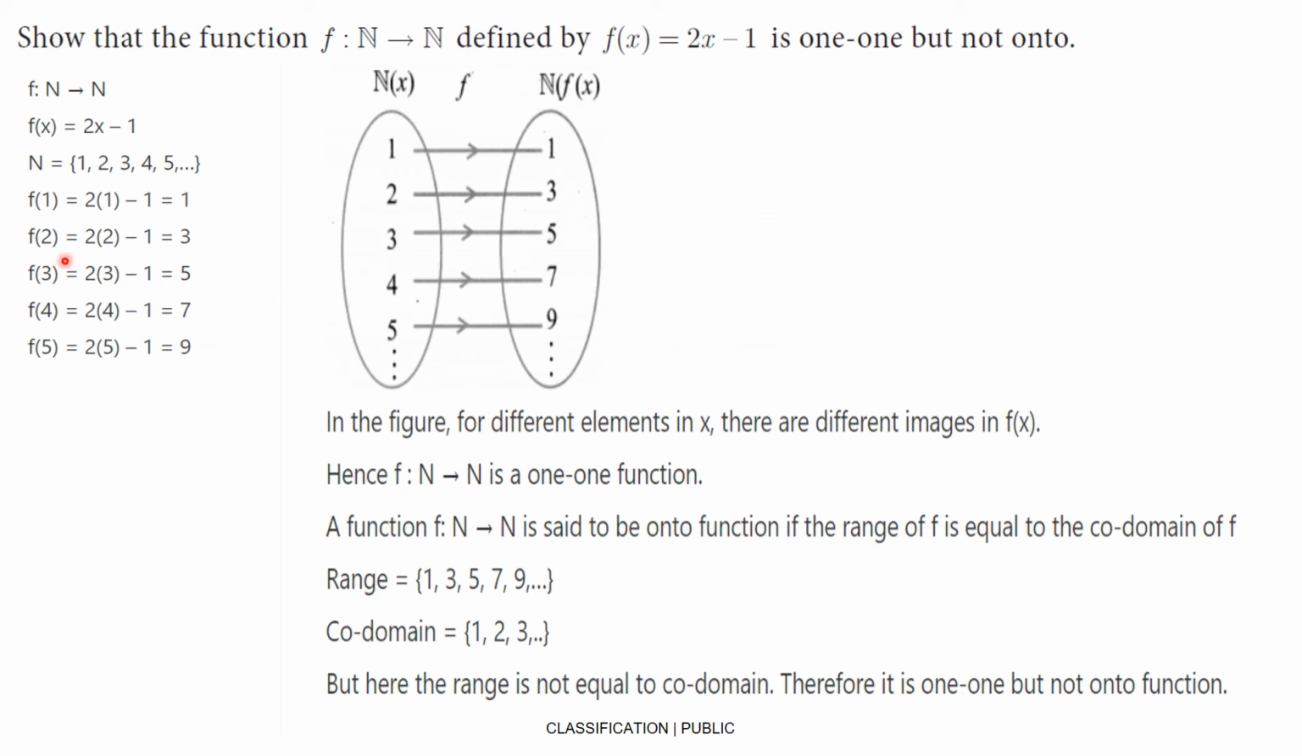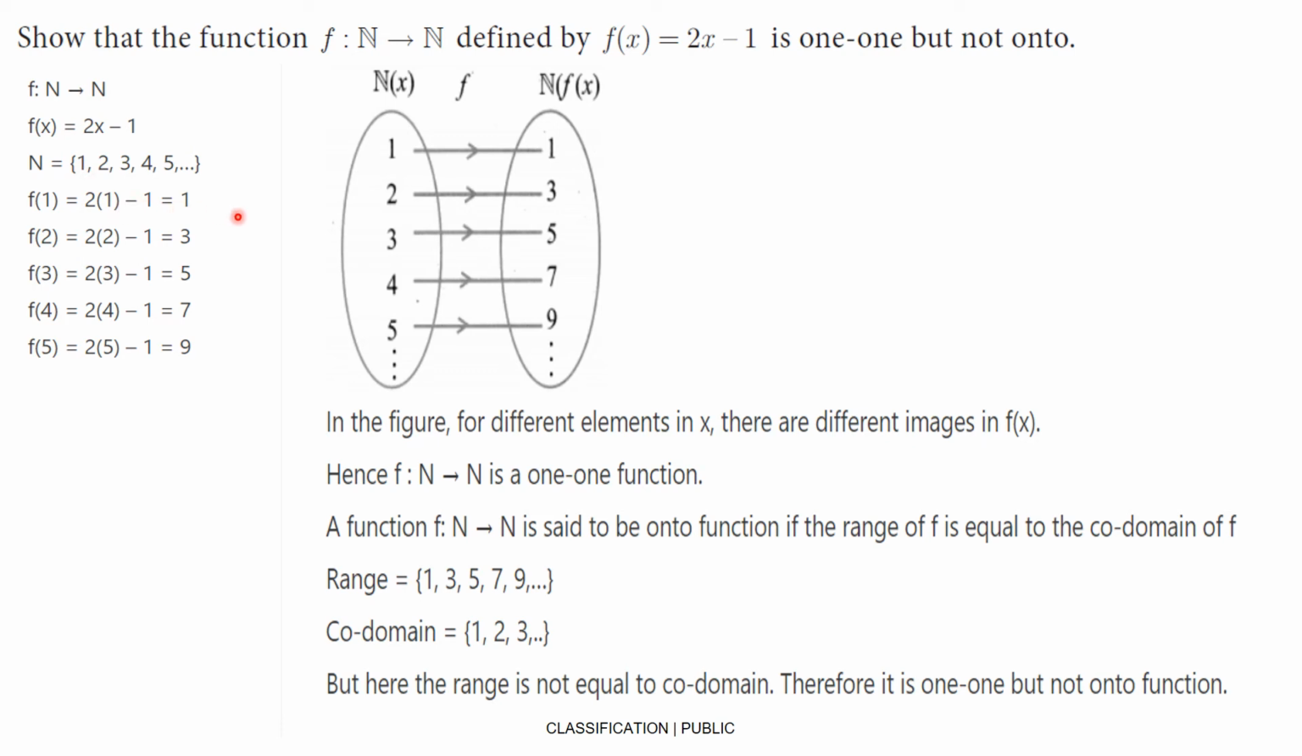Next question. Show that the function f from N to N, that is natural numbers on both sides, defined by f of x equal to 2x minus 1, is one to one but not onto. So first, given f of x equal to 2x minus 1, N equal to natural numbers 1, 2, 3, 4, 5. So A elements. F of 1, substitute the value: 2 into 1, 2 minus 1, 1.